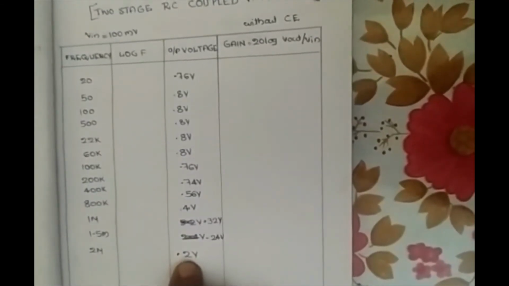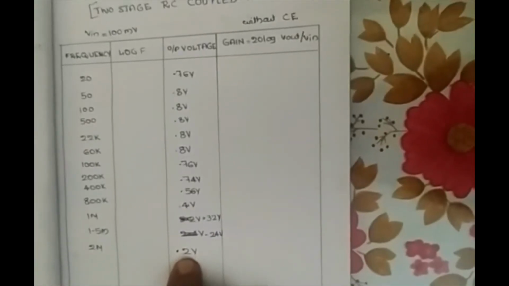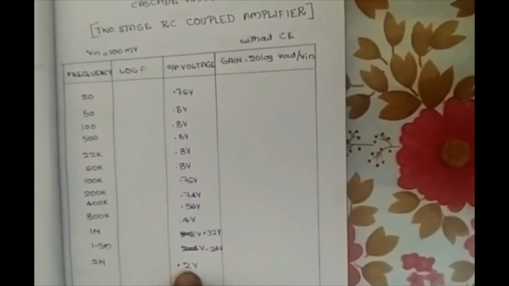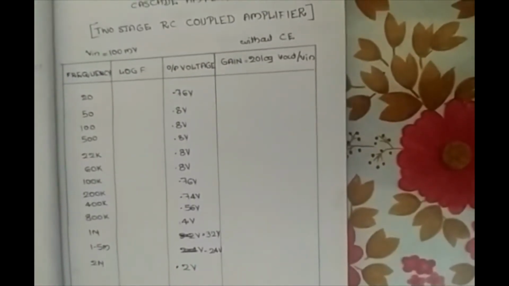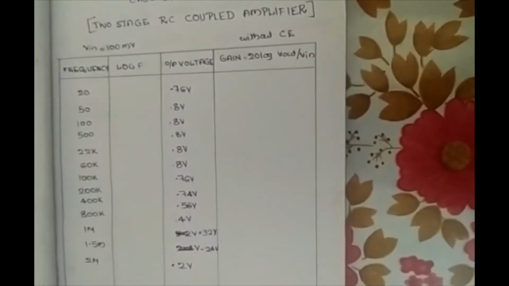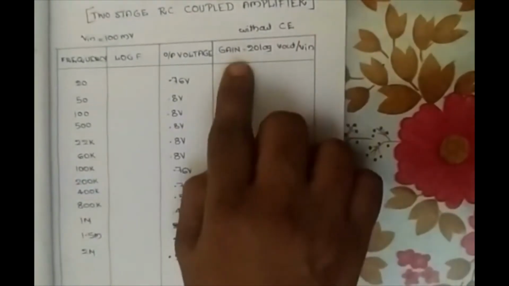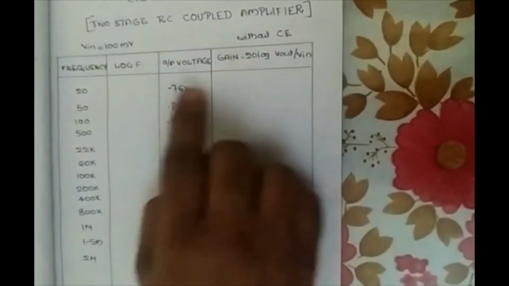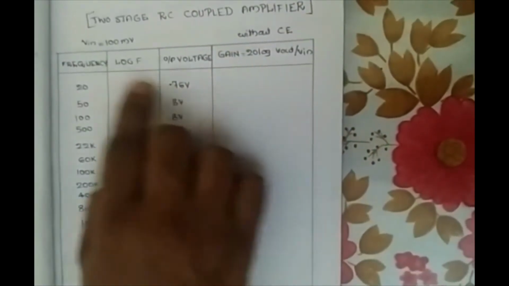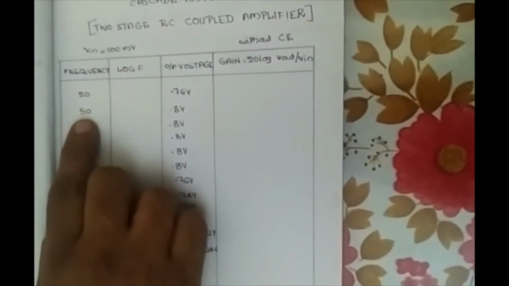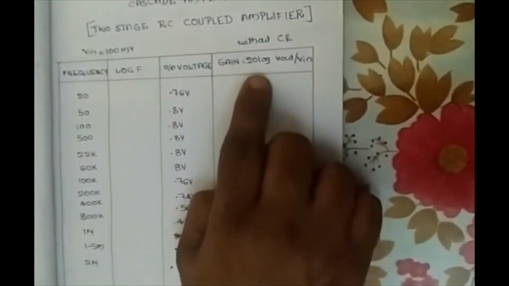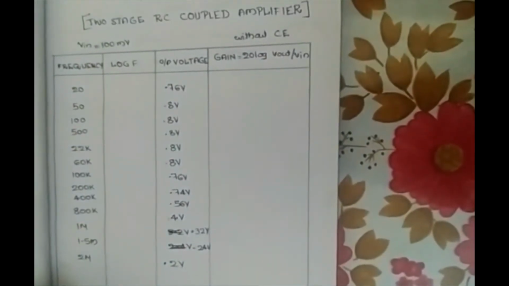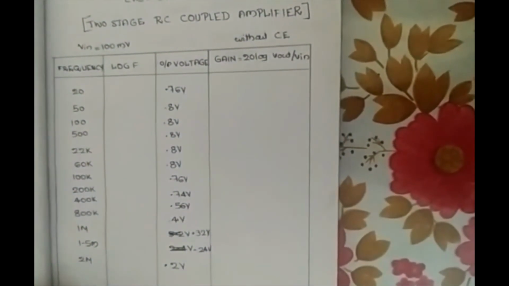Now we have to plot the frequency response of Cascade Amplifier. Frequency response is the graph between logarithmic value of input frequency and the gain of the amplifier. So we have to calculate the gain at each input frequency. Gain is equal to 20 log Vout by Vin. At 20 Hz, gain is equal to 20 log 0.76 volt divided by 100 millivolt. At 50 Hz, gain is equal to 20 log 0.8 divided by 100 millivolt. Like this, calculate each gain and plot the frequency response curve.